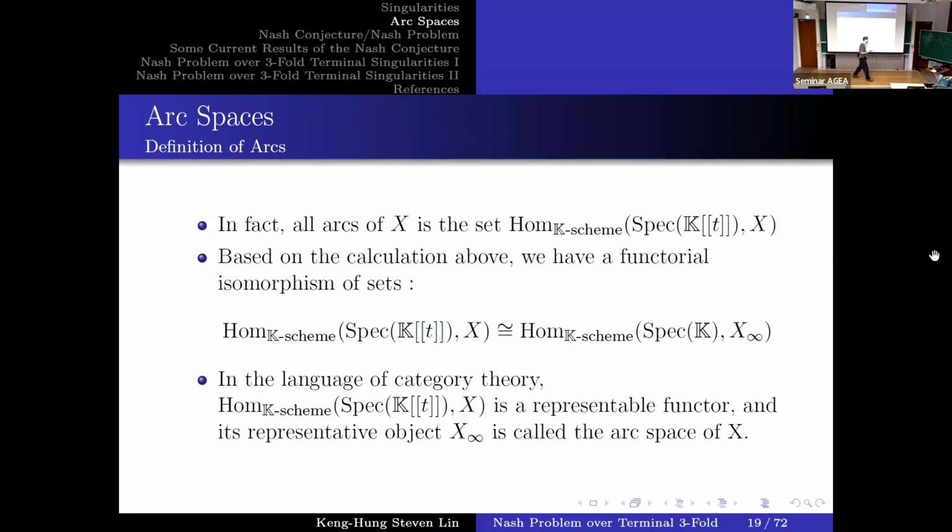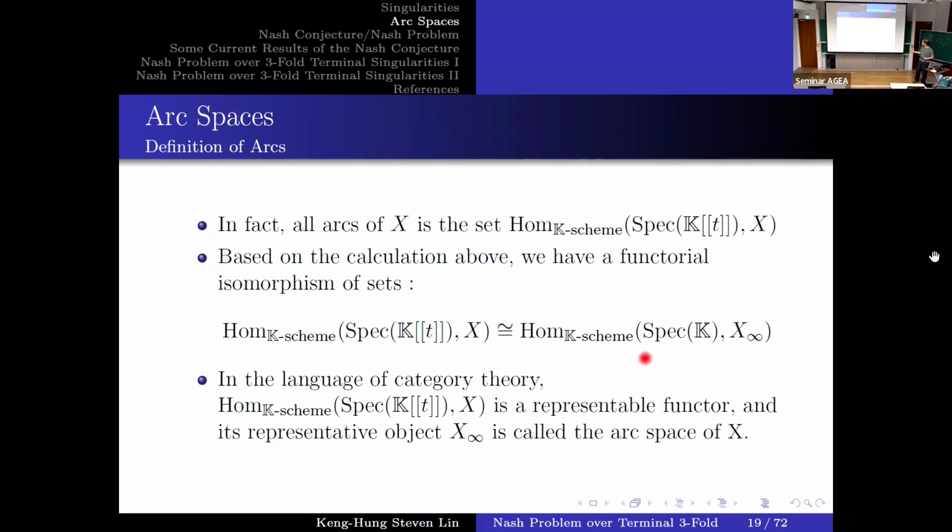Actually, from this case, you can consider the truncated spec. You can consider K[x]/(x^n). Then the scheme structure will come from the projected limit of this truncated morphism.